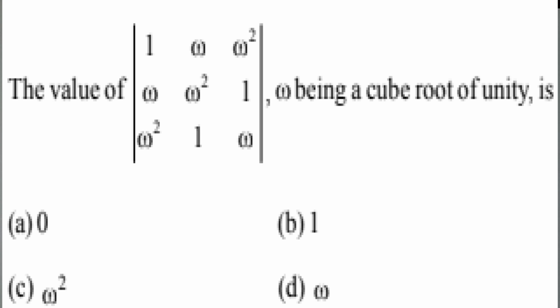Then friends, as you can see on the screen, the matrix is given: 1, omega, omega square; omega, omega square, 1; omega square, 1, omega, where omega is a cube root of unity. Now we need to find the determinant of it. How are we going to solve that?